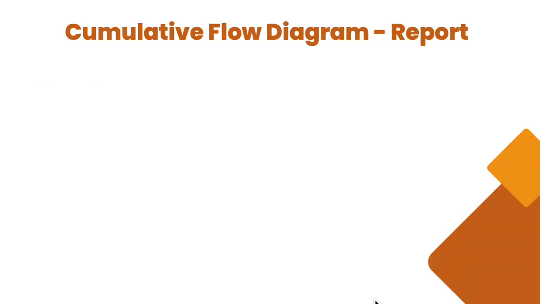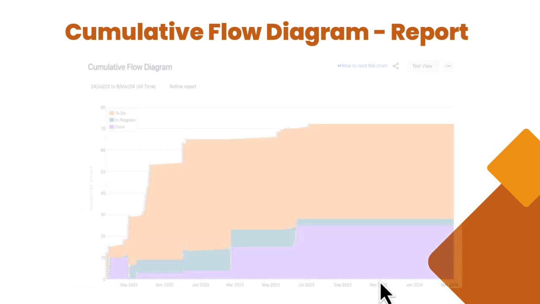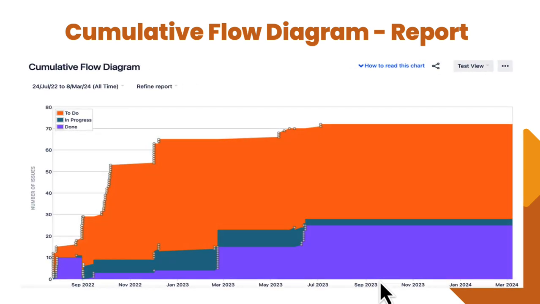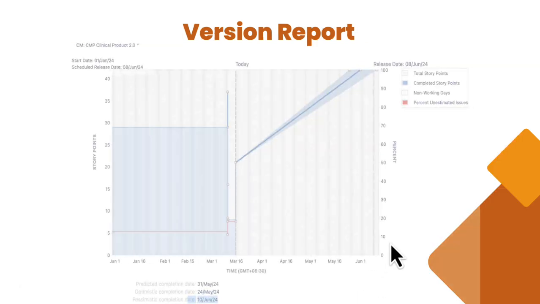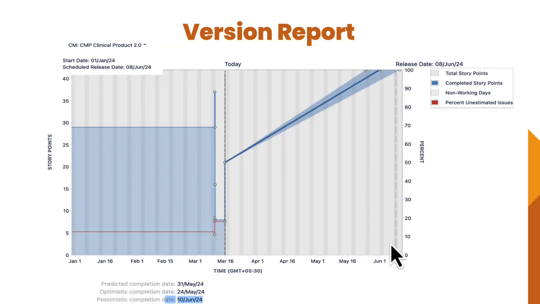Next is cumulative flow diagrams. Cumulative flow diagrams provide a visual representation of the statuses of issues over time, showing work progression and identifying bottlenecks. The next report is the version report. Version reports predict the release date for a particular version based on how the team is progressing now. So let's see from where we can generate all these reports in Jira.